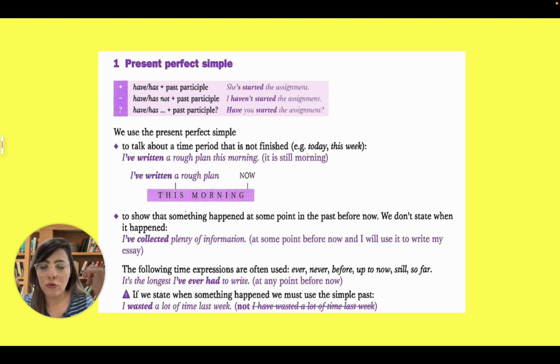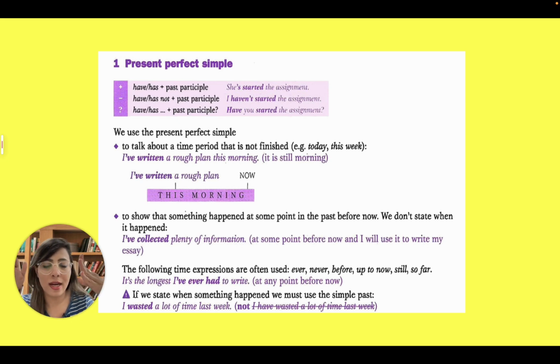Number 2 is a negative form. We add not to have or has. For example, I haven't gone to New York. She hasn't gone to New York. I haven't started the assignment. I haven't gone there. I haven't been there. She hasn't eaten that.